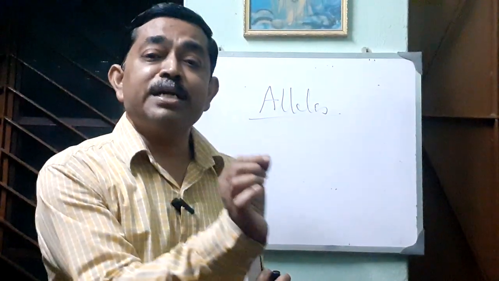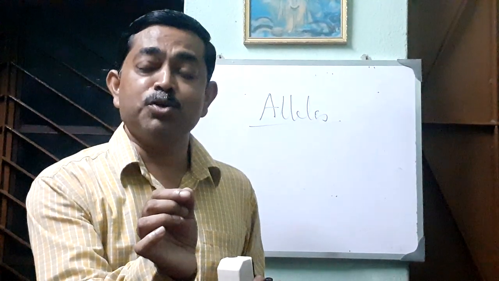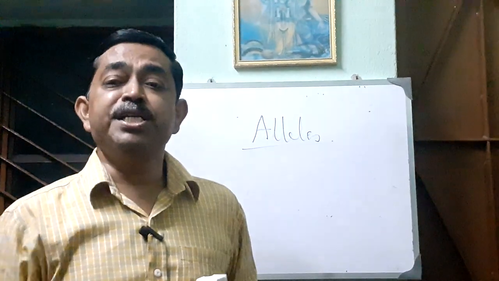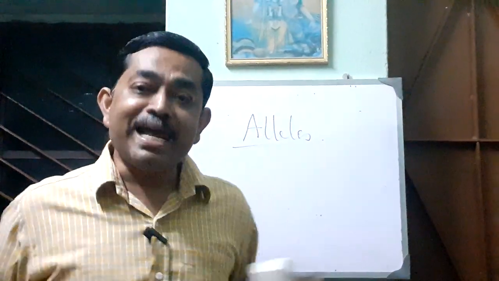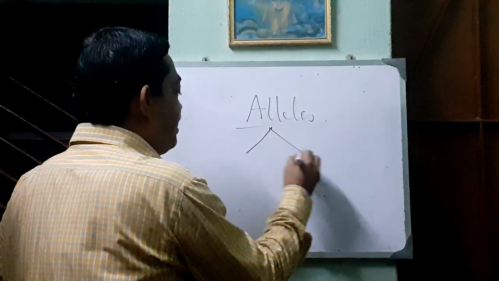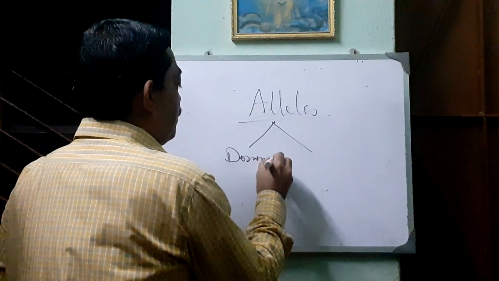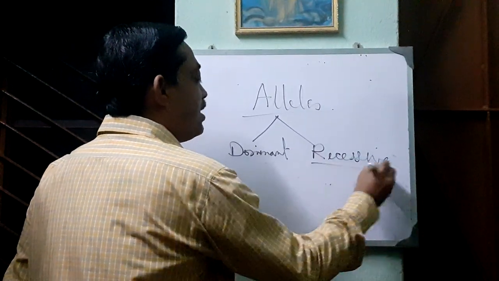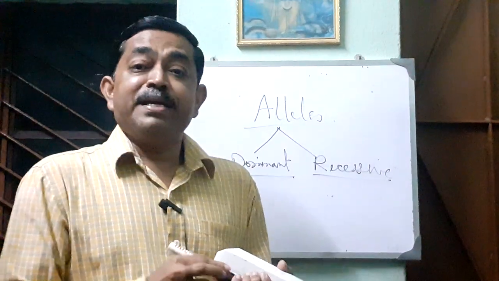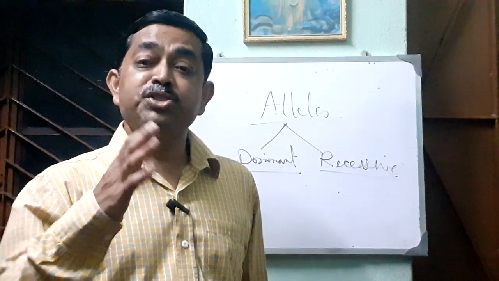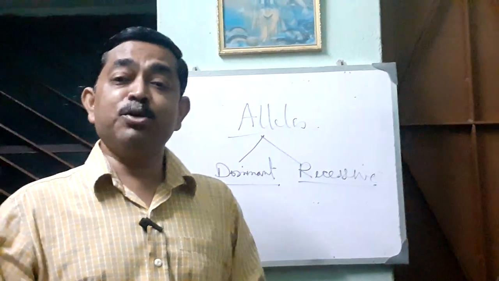But between these homologous chromosomes, some difference can happen in the DNA, and these different versions of the same gene are called alleles. From these alleles, two terms come: one is dominant allele, and another is recessive allele. A dominant allele means the characteristic that is expressed in the organism, and the gene that is suppressed by the dominant allele is called the recessive allele.